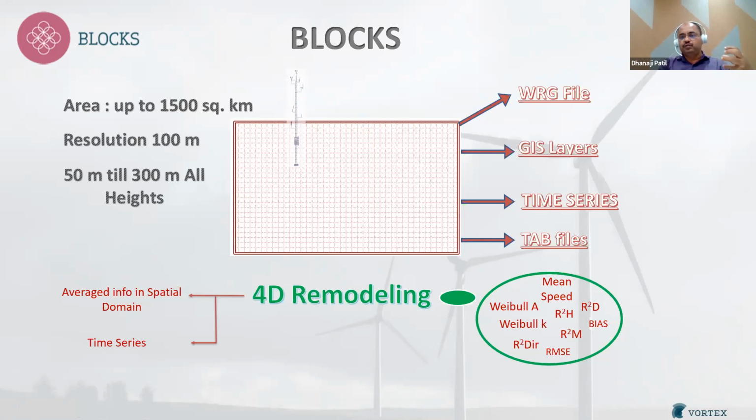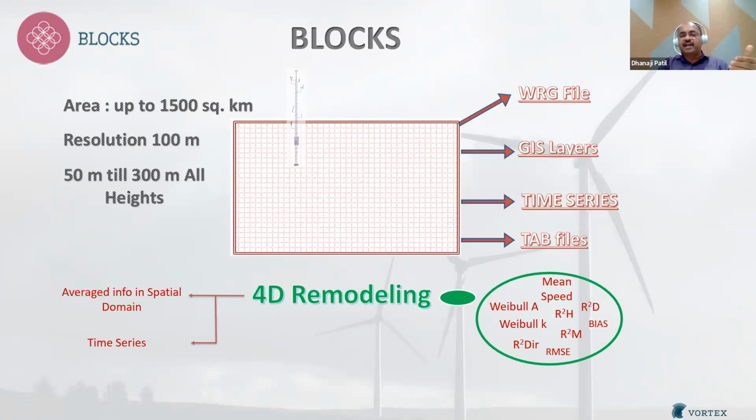And this is the technology which we have been developing for the last several years, and which is used and validated by many users. As we know, there are some simple linear regression MCP tools, and there are some matrix methods, but the problem with these tools is that when we want to improve one wind metric, there is a possibility that we are disturbing the other metrics. As we are getting all this output, suppose somebody is using GIS layers, for him mean speed and bias information is important. If somebody is using time series information, he might be interested in hourly, daily, monthly correlations of his time series. If somebody is using TAB file output from the Blocks run, he might be interested in Weibull A and K metrics. So all these metrics are really important and have the same importance.